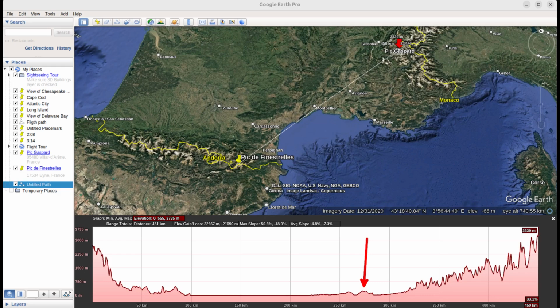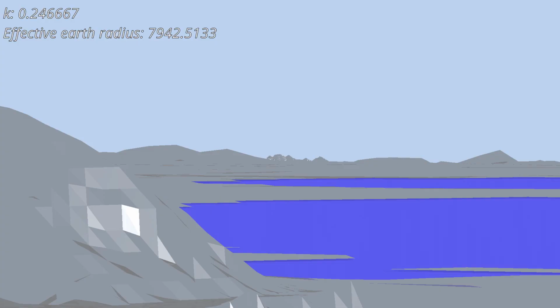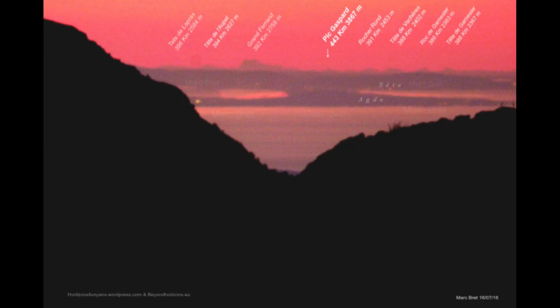With the foreground mountain located, I could set the 2 objects in Bisland's curve calculator and adjust the coefficient of refraction to compare the tool's rendering against my PovRay recreation. The curve calculator mirrors mine, and mine at k equals 0.246 is most consistent with the relative positions of the mountains in the photo.